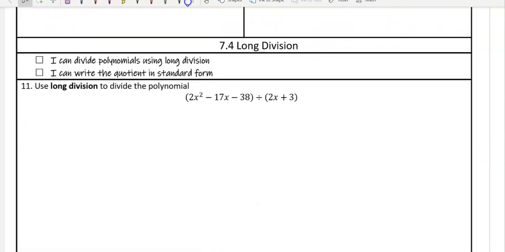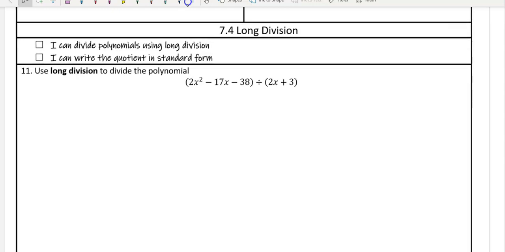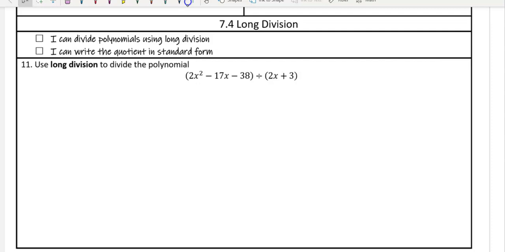Moving along to the long division. For the long division, you can divide polynomials using long division. You can write the quotient in standard form. So this is going to be long division, and in the next section we'll be doing the synthetic division, which I know you all love so much.